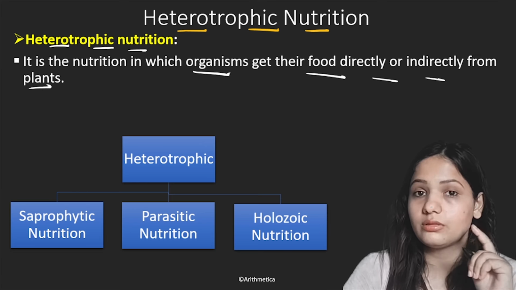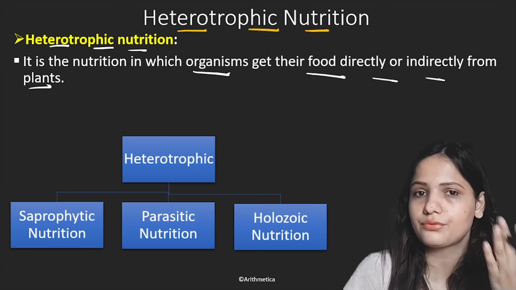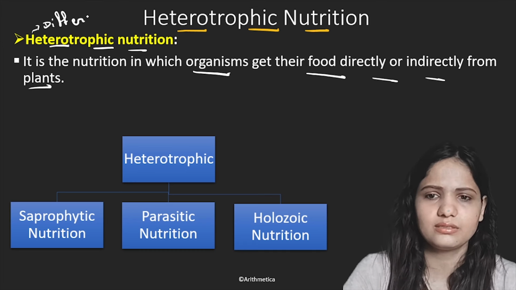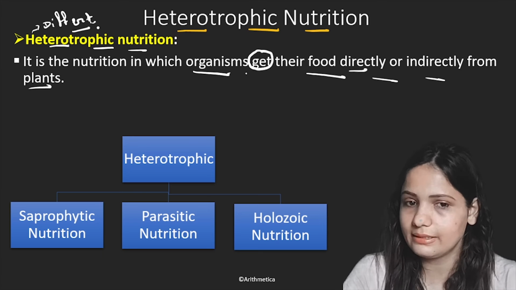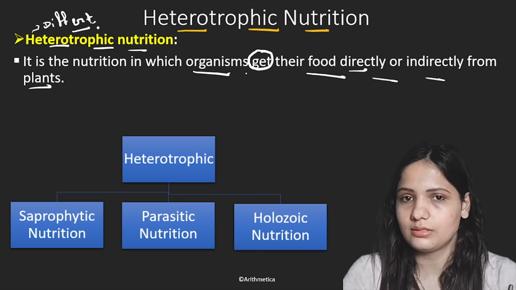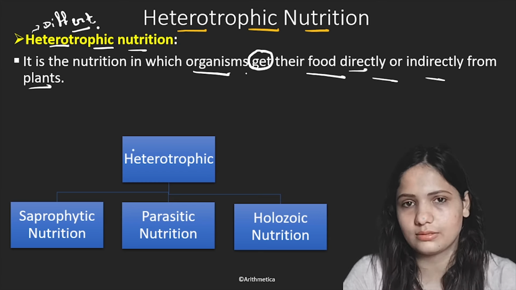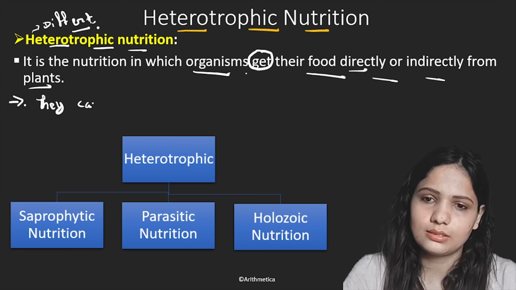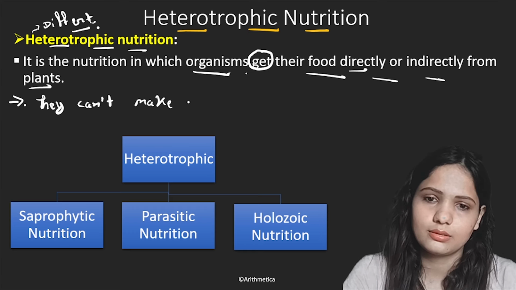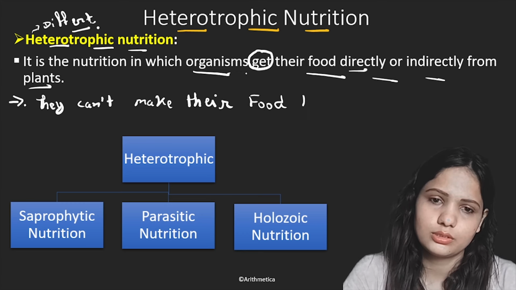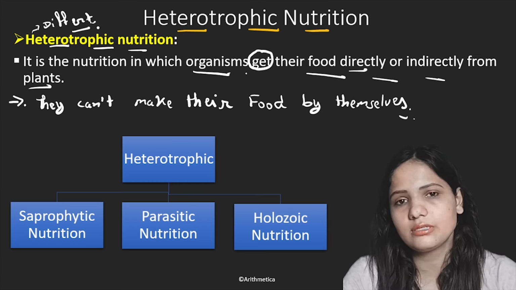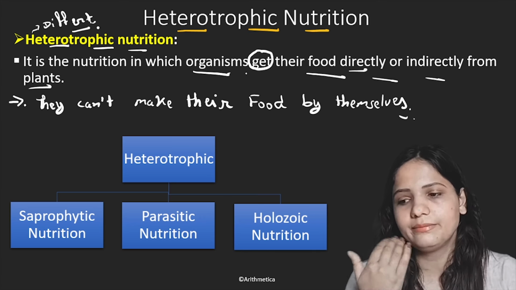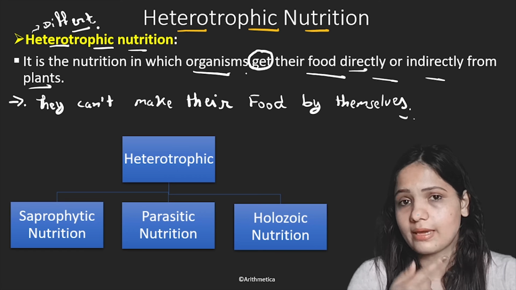In autotrophic nutrition, what we have seen is that they prepare their own food, but in heterotrophic, hetero means different. They don't prepare their own food by natural process. These are the organisms which get their food directly or indirectly from plants. They can't make their own food by themselves. They don't have the ability to synthesize their food on their own, so they depend on plants for their food requirements. That's why they are known as heterotrophs.